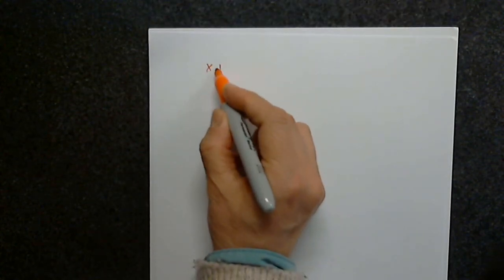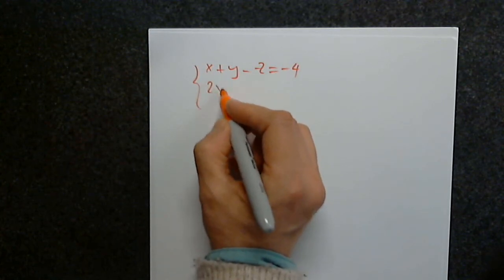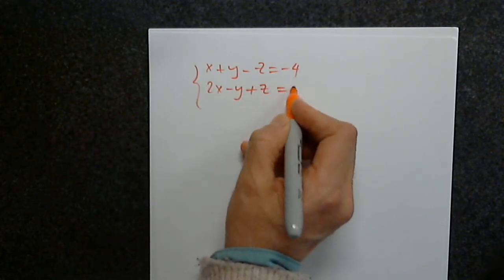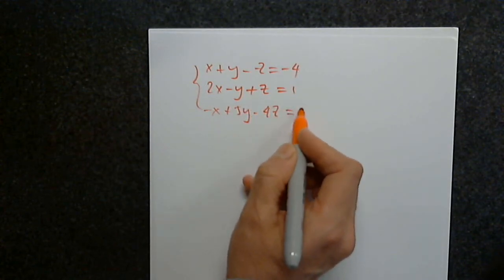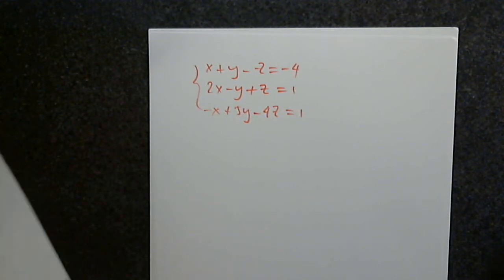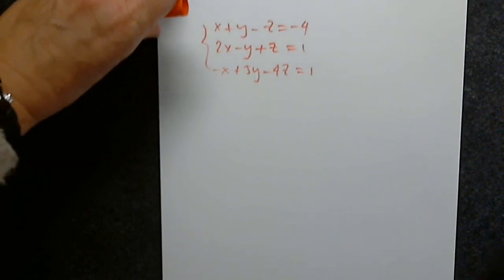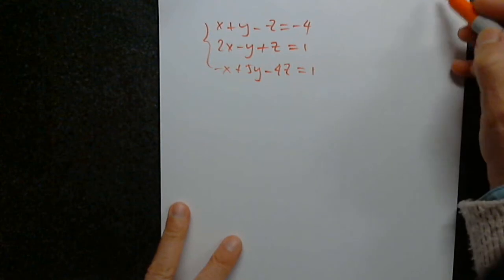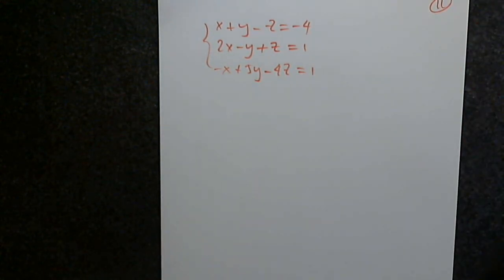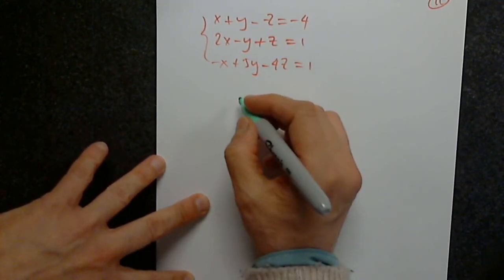So we have x plus y minus z equals -4. And we have 2x minus y plus z equals 1. And -x plus 5y minus 4z equals 1. Okay, and use Gaussian elimination, and then we will choose from here. Ready? Perfect. For Gaussian elimination, the idea is this.